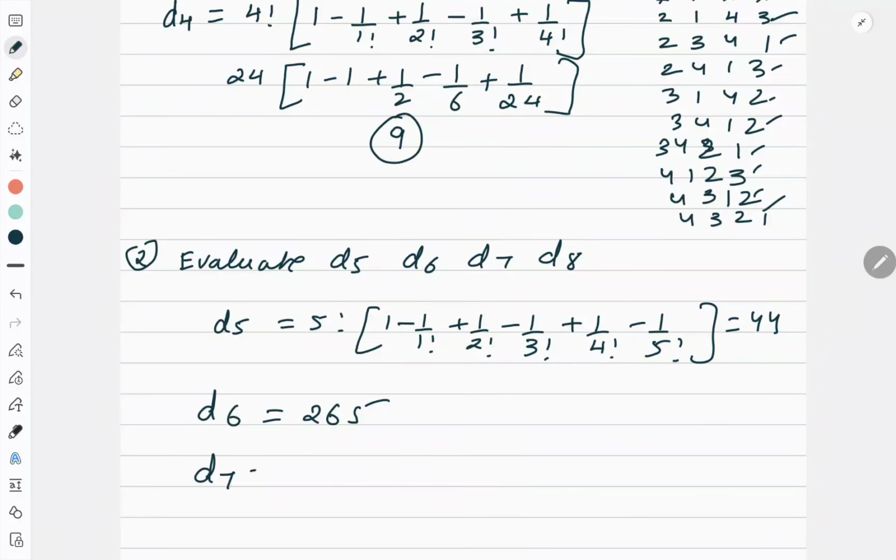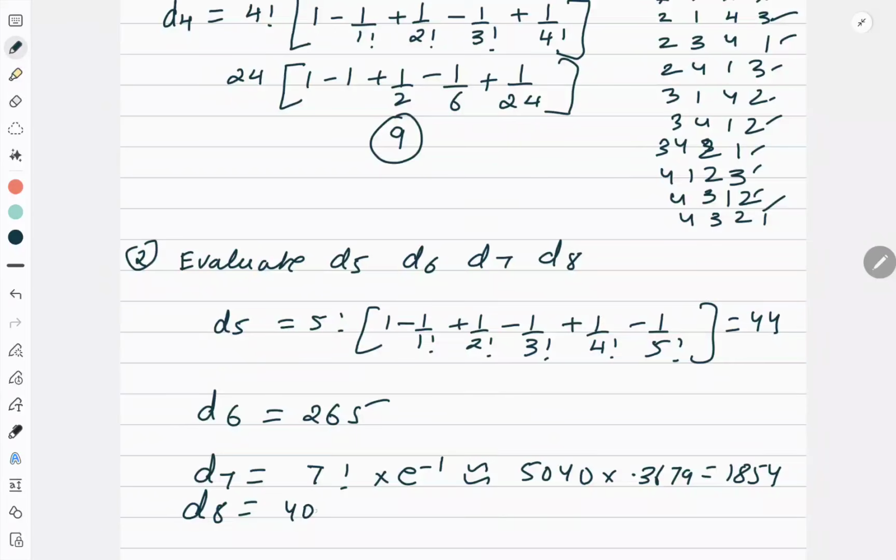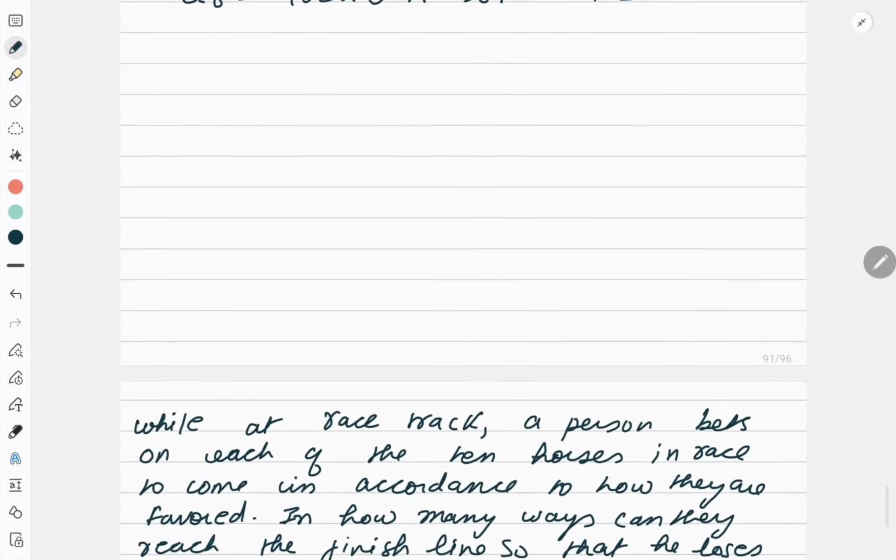Now when I am doing D7, I will be applying my shortcut formula. So 7 factorial into e to the power minus 1, which is almost equal to 7 factorial, that is 5040, into 0.3679. So my answer will be 1854. And D8 is equal to 8 factorial, that is 40320, into 0.3679. So 14833. So it is a matter of seconds when you do it on the calculator. Right? Now let us see the application part, application questions.